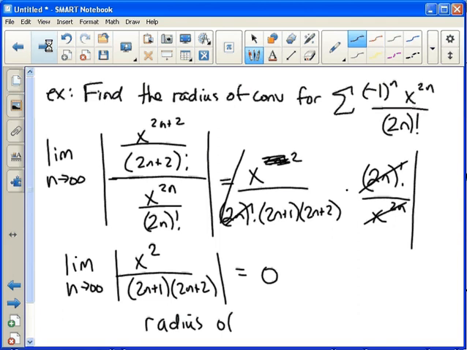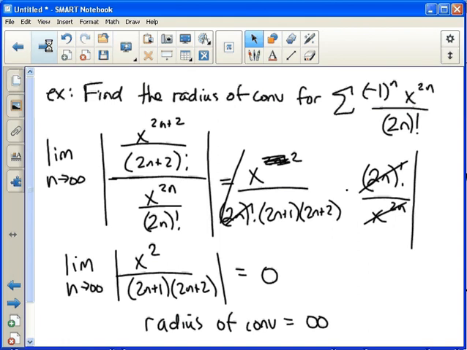Okay, so I know again that may seem backwards, but if you think carefully about what the ratio test says and its rules, it should make sense. If our limit is less than 1, in this case 0, that means we converge, and we converge everywhere. It doesn't matter what x is, we just always converge. And if we always converge, then our radius of convergence would be infinity.